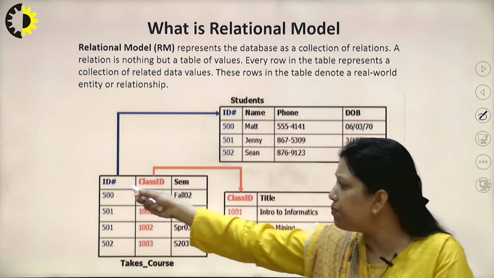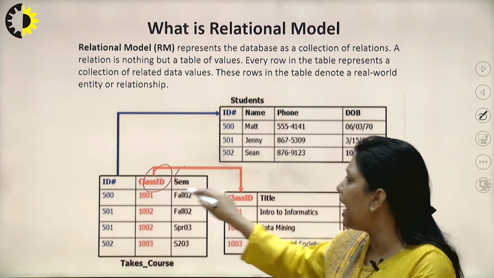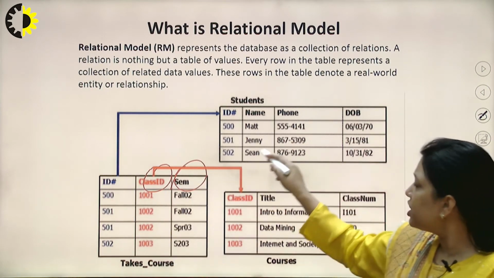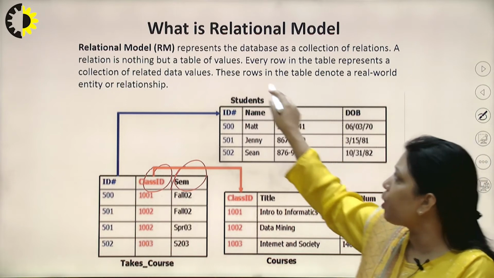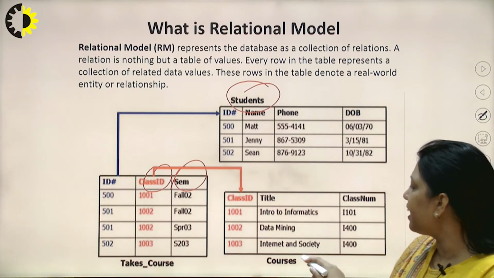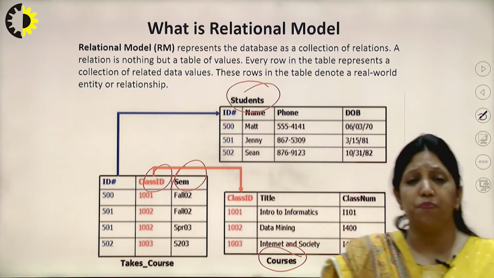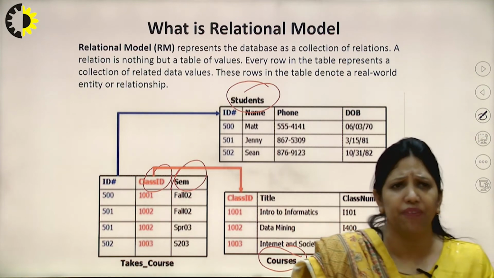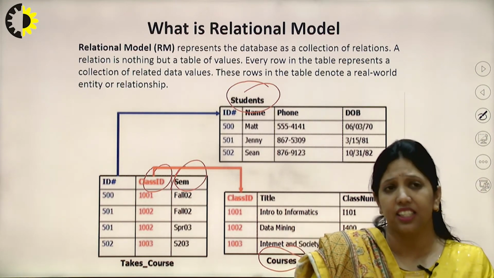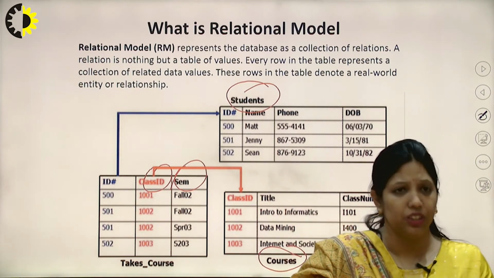And in this example, ID number, class ID, and semester also represent attributes that define the properties of the relation take course. These attributes define the properties of student, and in this table, class ID, title, and classroom define the properties of courses. On the basis of these attributes, we distinguish one entity from another entity.